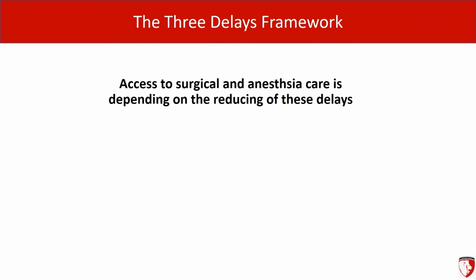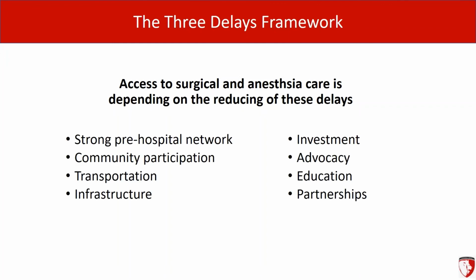In order to tackle the issues affecting access to emergency and essential surgical care, it is important to reduce all forms of delays, for which a strong pre-hospital network, comprehensive community participation, emergency transportation, infrastructure, and resource investment will prove crucial. Moreover, through advocacy and education, individuals and international organizations are able to positively affect health outcomes indirectly.